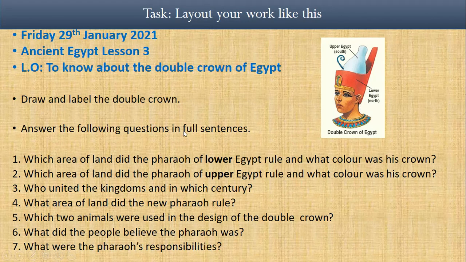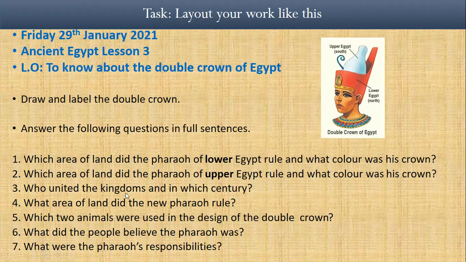Answer the following questions in 4 sentences. So once you've drawn the double crown and you've labelled it and you've coloured it in and you've taken your time, I then want you to answer these questions in 4 sentences. Which area of land did the Pharaoh of Lower Egypt rule, and what colour was his crown? Which area of land did the Pharaoh of Upper Egypt rule, and what colour was his crown?